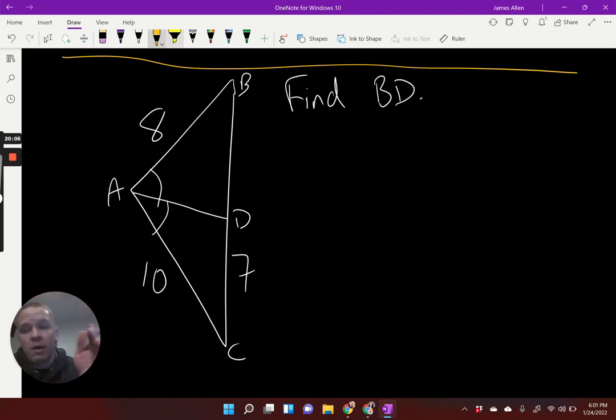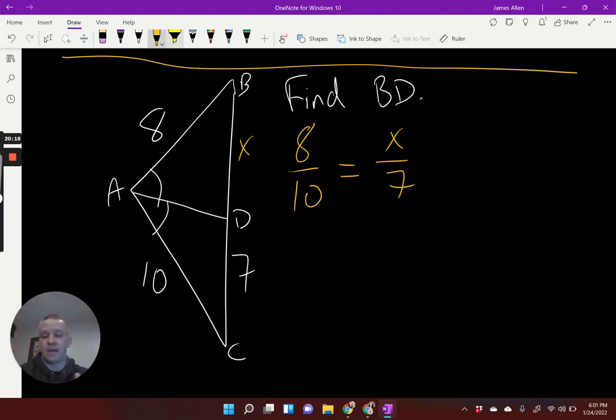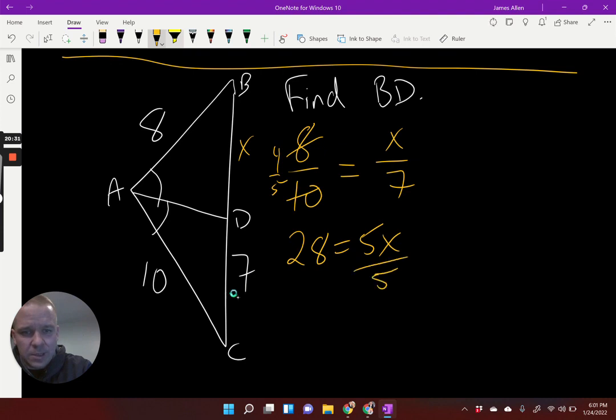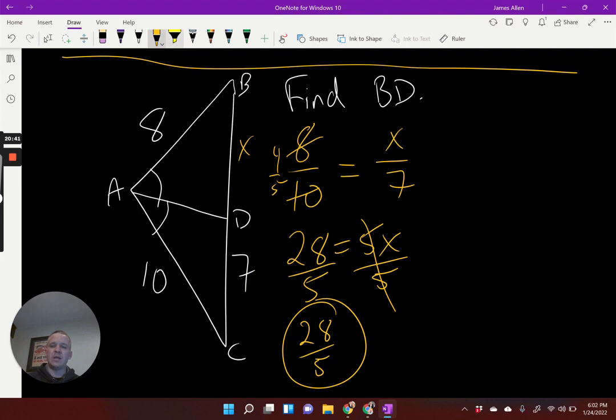All right, so I can set it up as 8 over 10 equals, and I'll call BD x, x over 7, or I can do 8 over x equals 10 over 7. I'm going to reduce this to 4 over 5, and now I'll cross multiply. So I get 4 times 7 is 28 equals 5x. Divide by 5, and that's just going to be 28 over 5. There's BD.